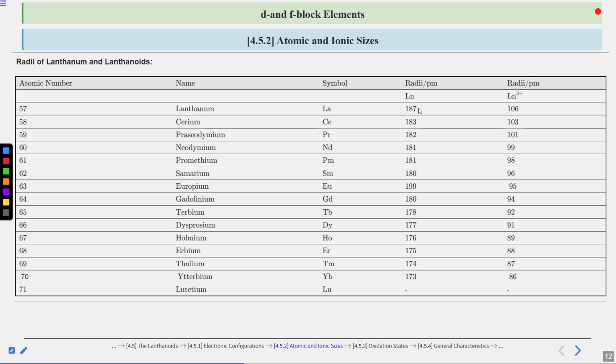Somewhere you can see an exception, where it goes to europium and the radius becomes 199. You can relate it to the configuration, because it is attaining the half-filled configuration with 4f7 electrons. That's why the radius is 199, the larger one for europium. Then it is decreasing again. So this is how the radii for lanthanum and the lanthanoids are given across the series.